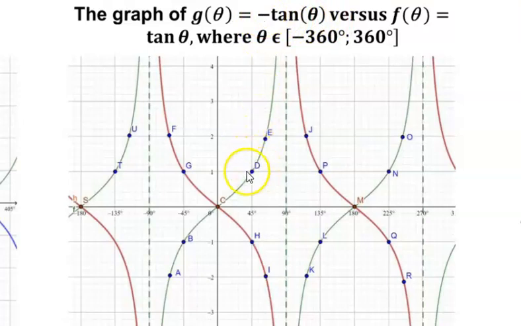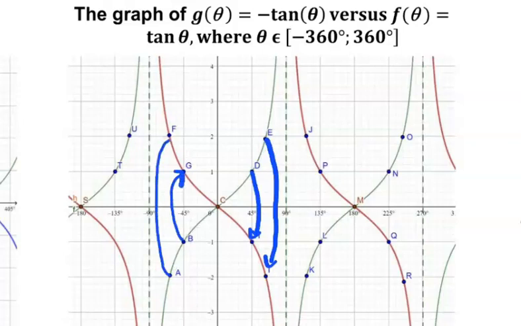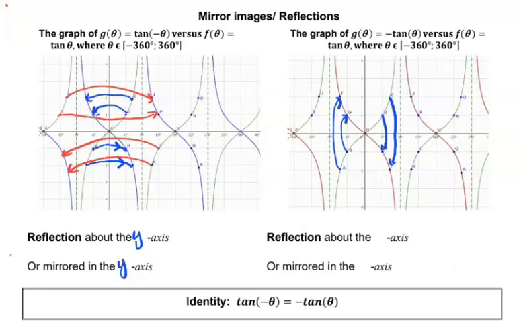So if I take the point D, which is plus 1, then it now becomes minus 1. If I take the point E, which is 2, that becomes the point I. If I take the point B, which is negative 1, it will become plus 1, and take the point A, and it will become plus 2. So we have here a reflection about the x-axis, or mirrored in the x-axis.